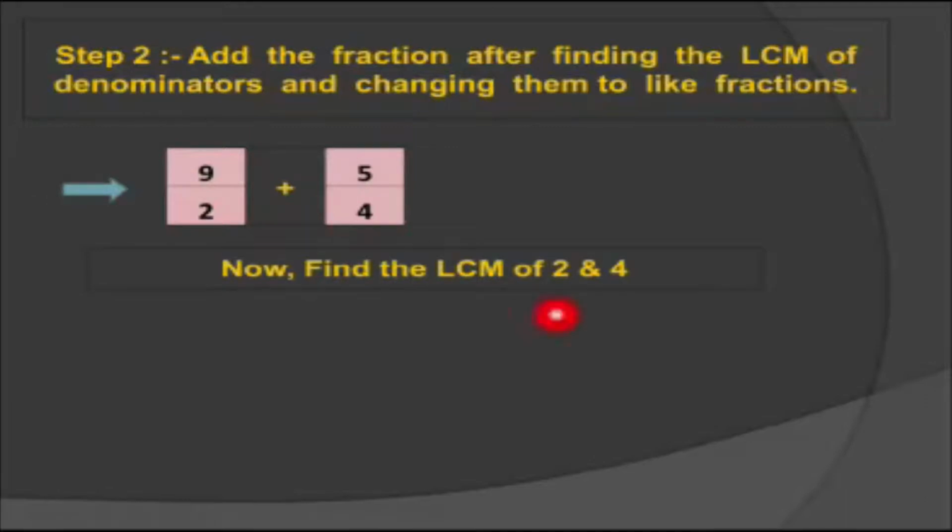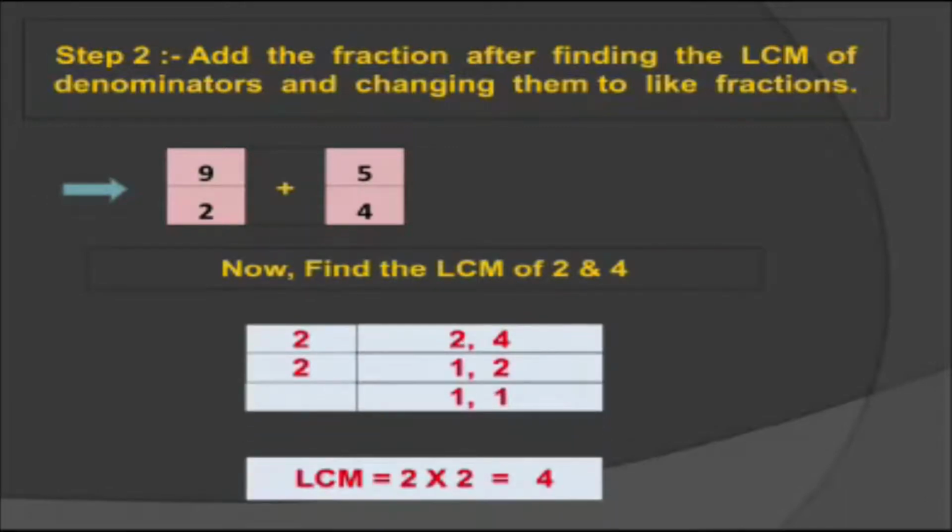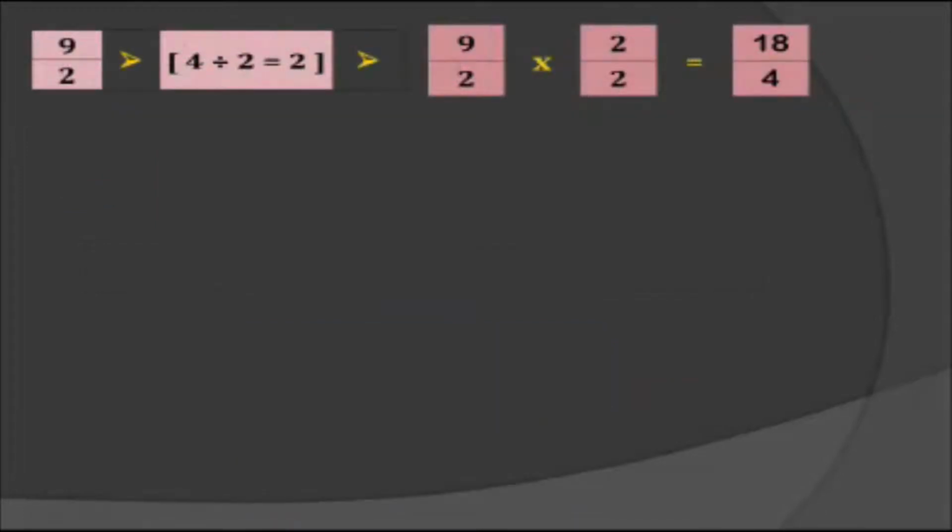Okay, so the LCM of 2 and 4, you are very much familiar, we have already found it out. LCM of 2 and 4 is equal to 4. Then 9 by 2. Again the denominator is 2, so we will divide this LCM by the denominator. So 4 divided by 2 is equal to 2, right? And now we will multiply this 9 by 2 by 2 by 2, right? So 9 2s are 18 and 2 2s are 4.